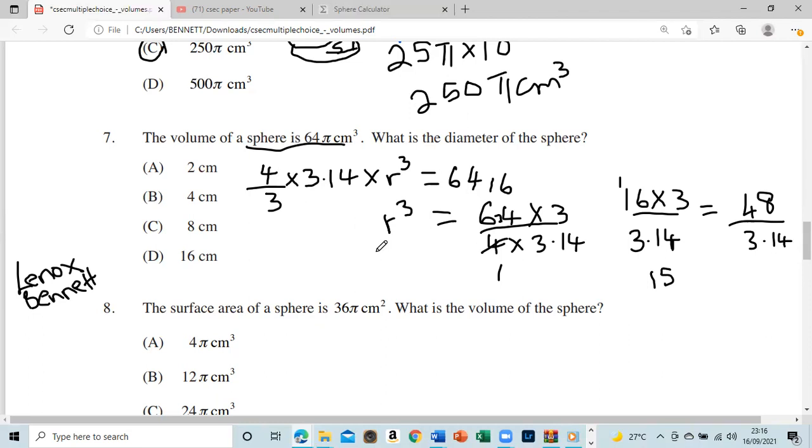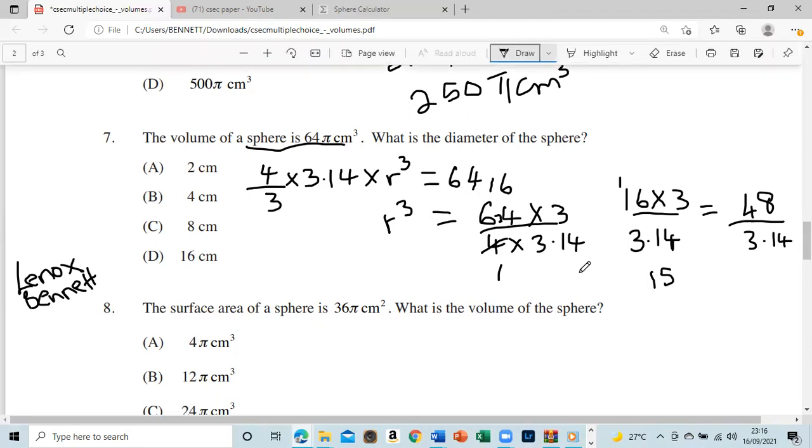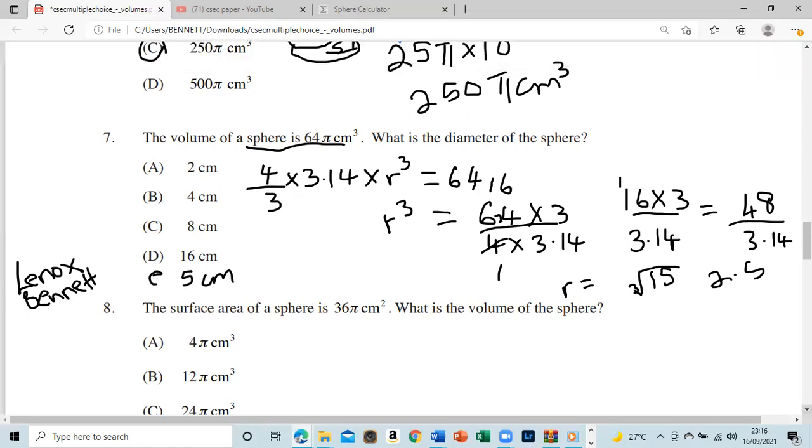Alright, so we're supposed to find the cube root of this term. The answer is about 2.5, right? And then this is the radius, so we double it and get 5. So the diameter is 5. Did anybody else work it out? Let me know.